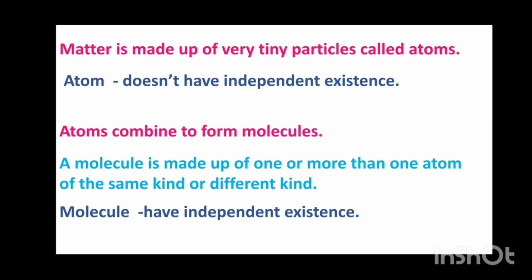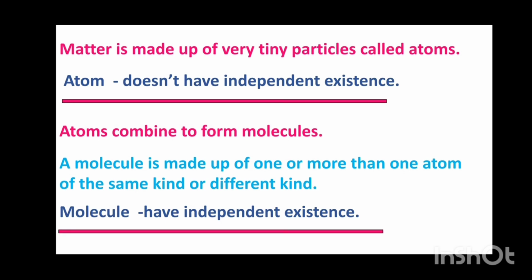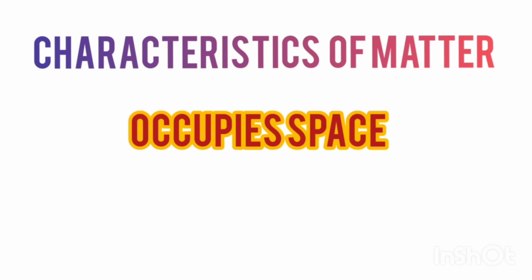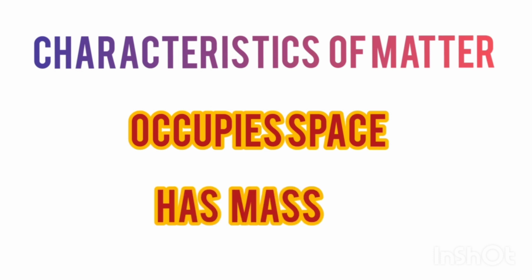So, we have learned that an atom is the smallest particle of a substance that cannot exist independently, and a molecule is the smallest particle of a substance that can exist independently. In the previous class, we learned two characteristics of matter. Do you remember them? Matter occupies space and it has mass.